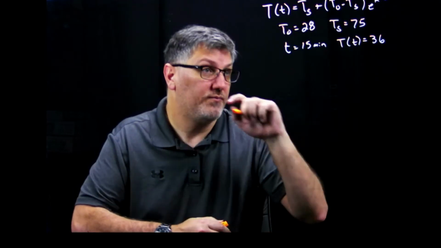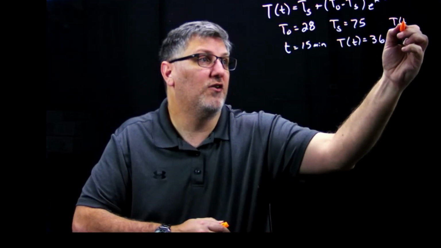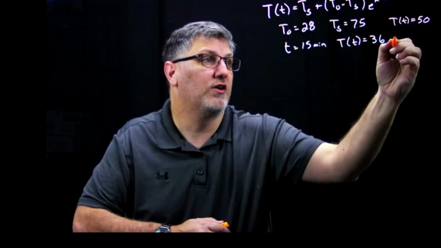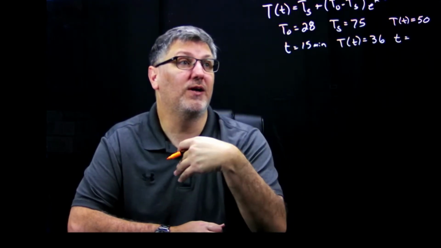Now, we're ultimately looking for when T of t equals 50, we're looking for t. That's what we're ultimately looking for. So I need to solve for k first, just like in the half-life problem. Once I have k, then I can go back in and solve for t. So let's just plug in what we know. I've got T of t for 36.